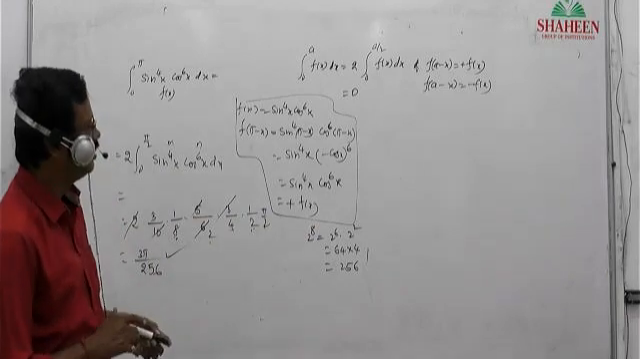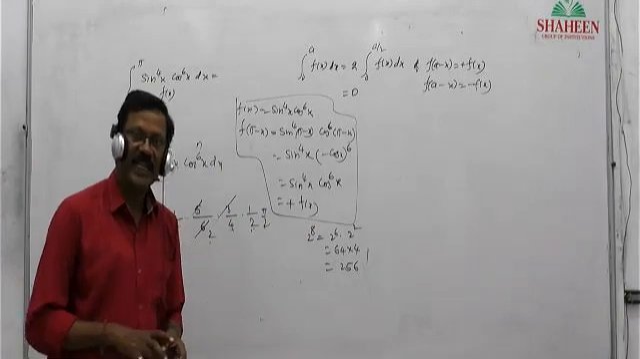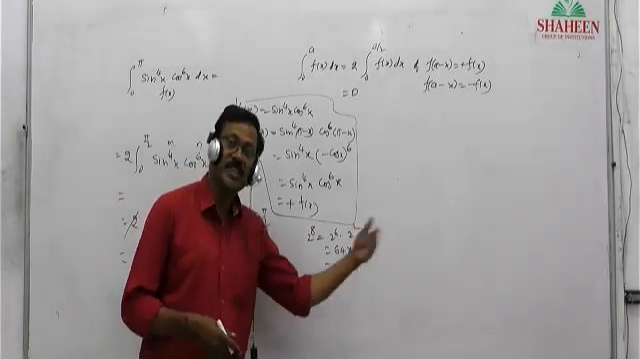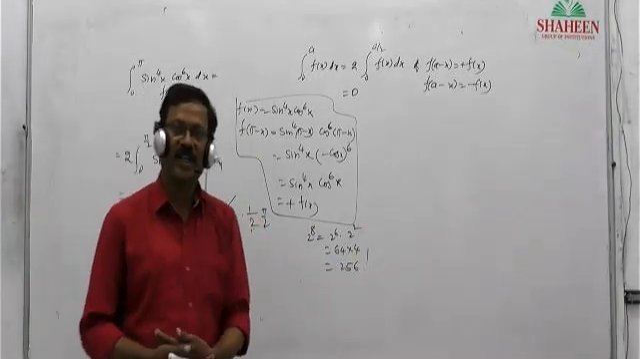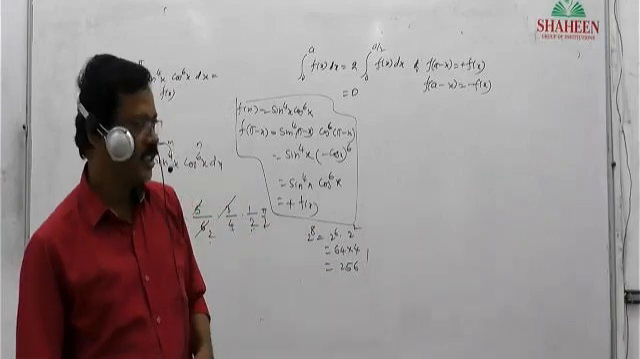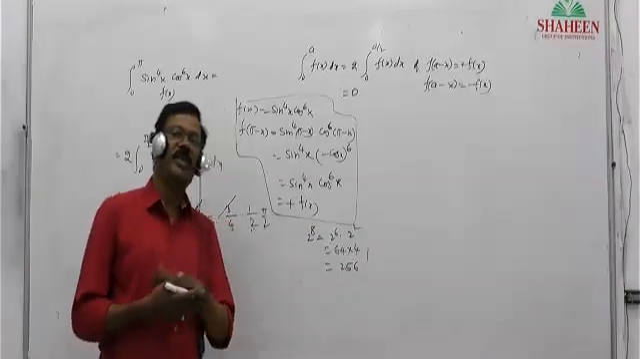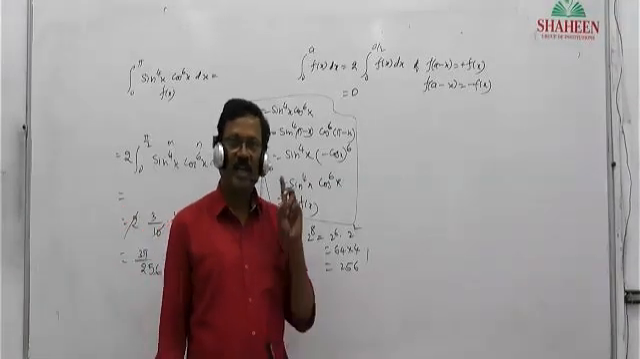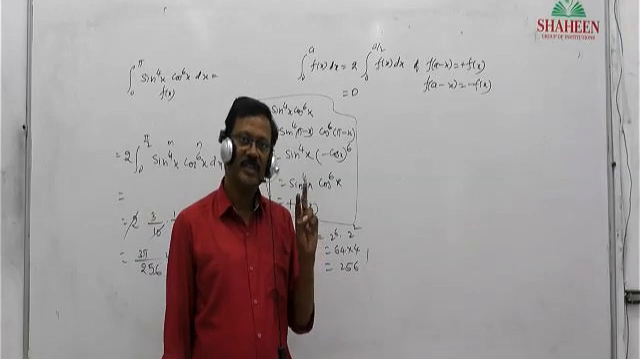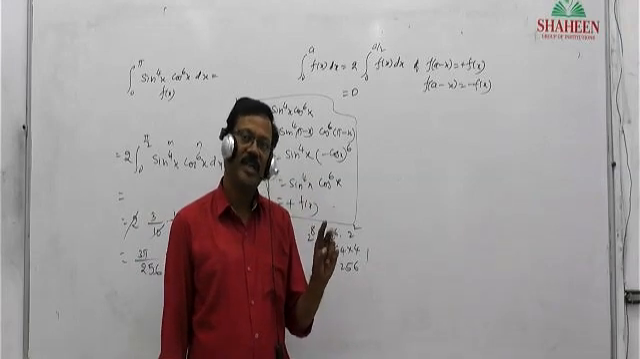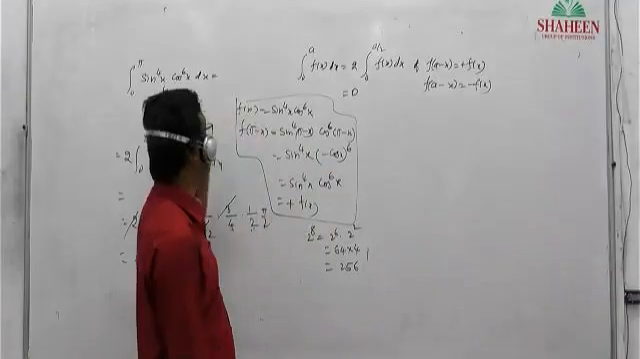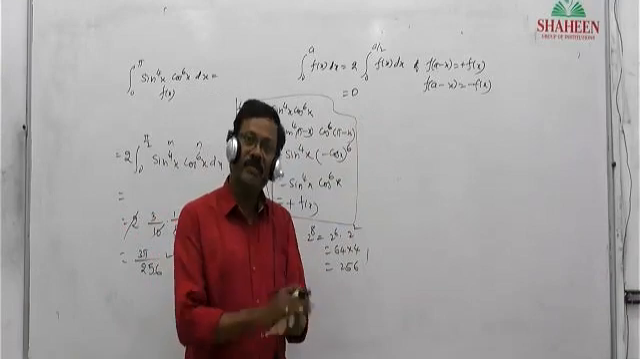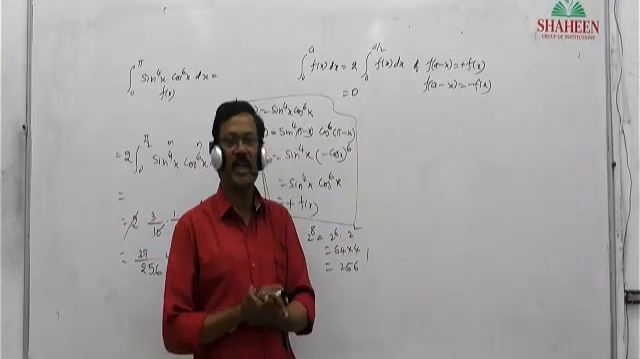Anywhere doubt? These reduction problems are very, very simple. Now after this, some reductions are there: tan power n reduction, cot power n reduction, sec power n reduction, cosec power n reduction. Those problems I will explain tomorrow in the class. In this reduction, sin power n, cos power n are completed, and sin power m into cos power n is completed. Still there are tan power n, cot power n, sec power n, cosec power n.